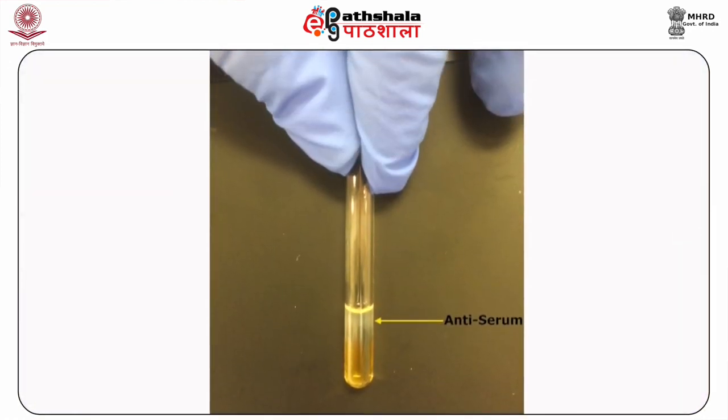This produced anti-human serum is added to the suspected blood stain. If the blood is of human origin, the serum will precipitate its proteins, which can be visually observed.